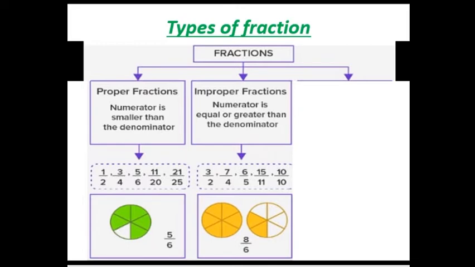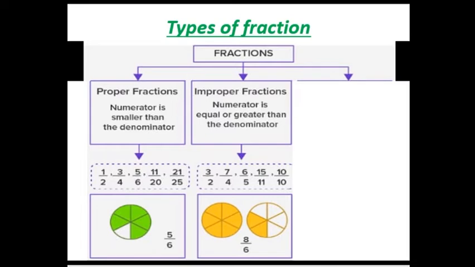So you can recognize here 3 as a numerator, that is greater than 2. So this is the definition. 7 by 4, 7 is greater than the denominator. Here 10 by 10 is given. 10 by 10 means equal. So the numerator is equal to or greater than the denominator.